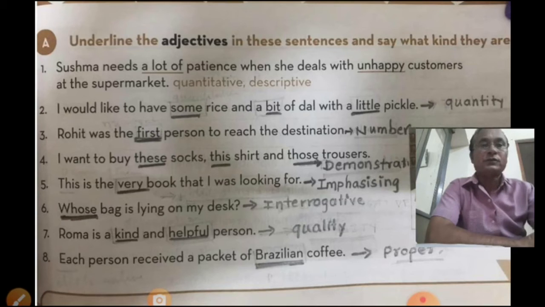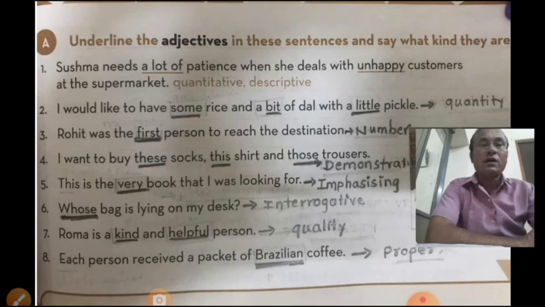Third, Rohit was first person to reach the destination. Here, first is an adjective. It is adjective of number or numeral adjectives. Here, first is the number. That's why this is called adjective of number. Now let's move to the fourth.